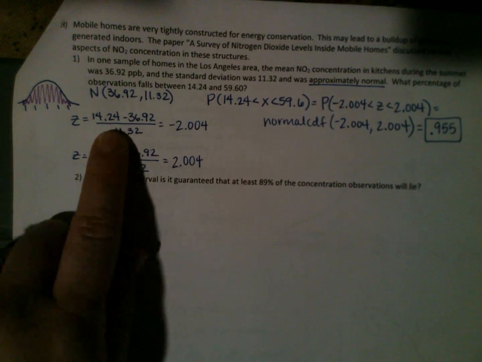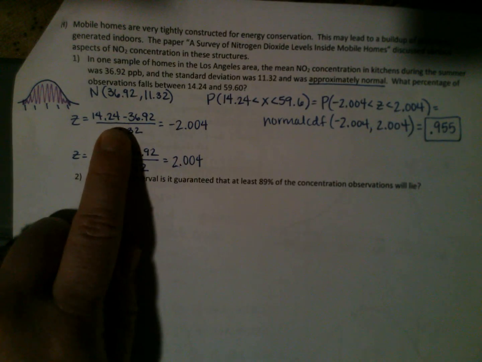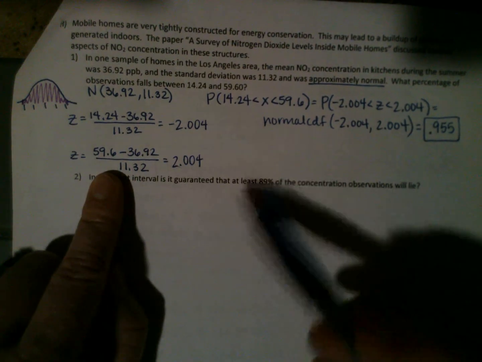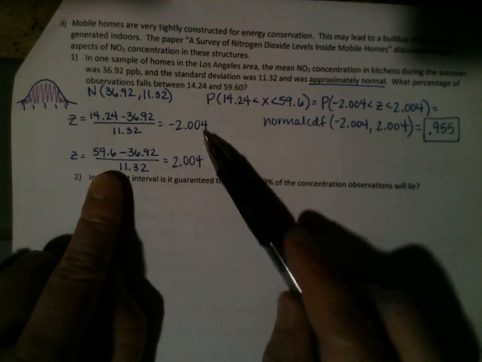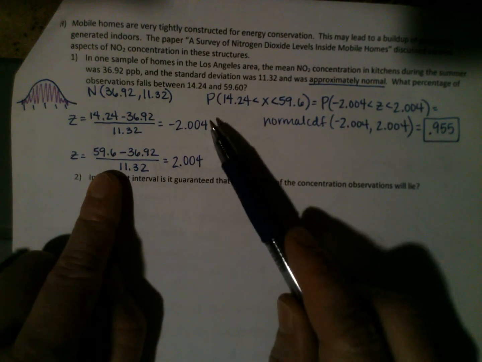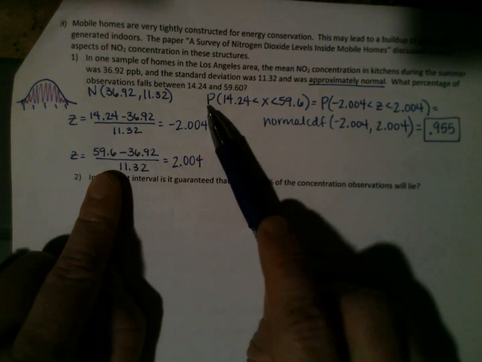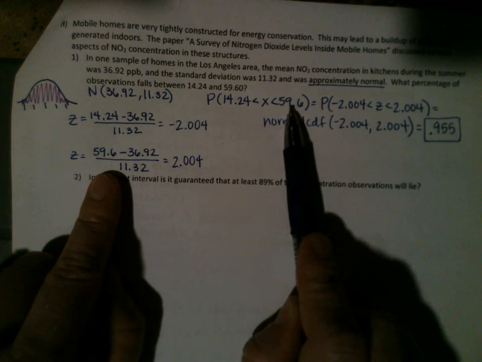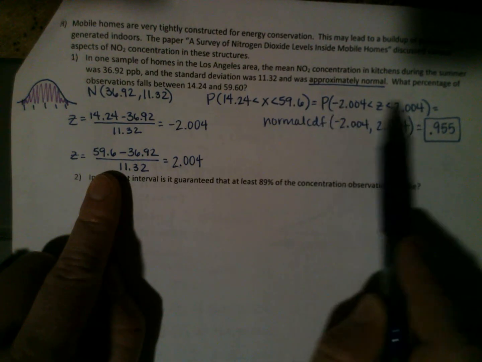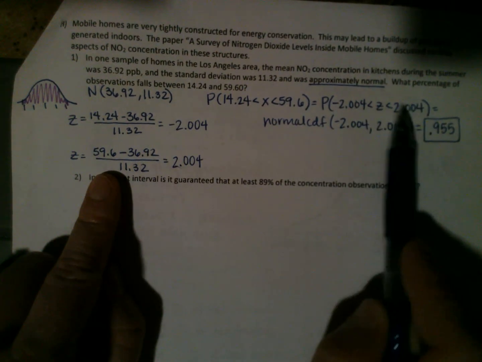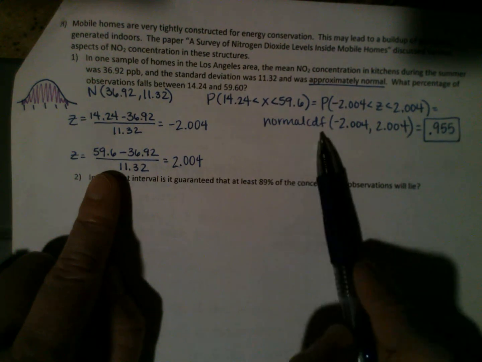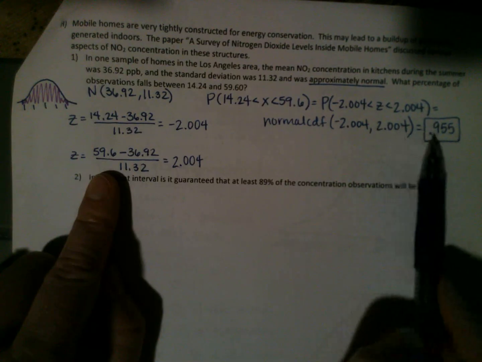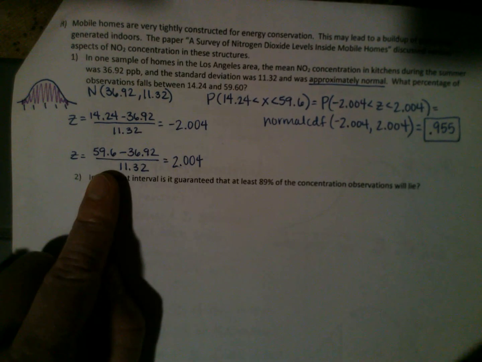So I didn't even consider using the empirical rule here. I just went ahead and went straight for a z-score for 14.24 and a z-score for 59.6. So I actually got symmetrical z-scores. That doesn't always happen, but it did on this one. So I wrote my probability out that x was between those two values. I converted that to a standardized probability statement. And then I just went to my calculator and did normal CDF with the lower z-score as my lower boundary and the upper z-score as my upper boundary. And that gave me this probability.